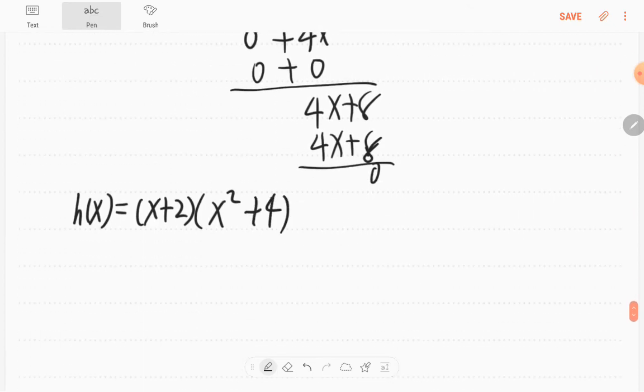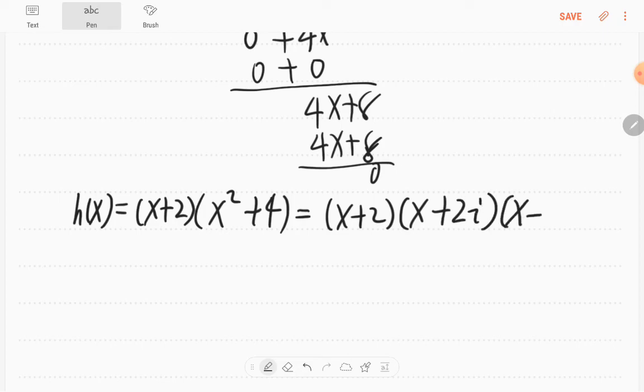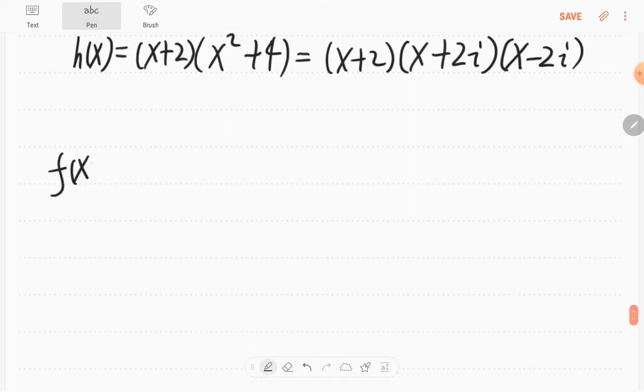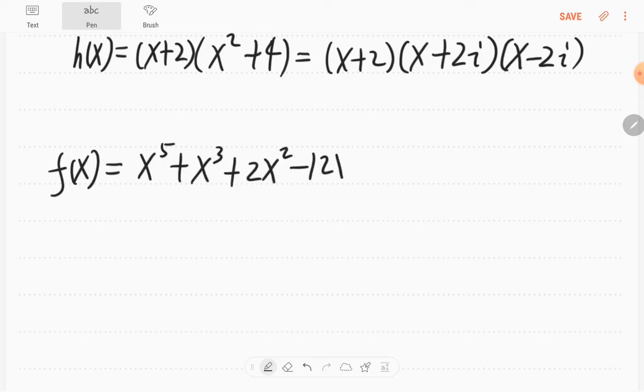Okay, so you can see we reduce the order to x squared. X squared plus 4, we are familiar with, we can factorize it in the complex number system, right? This is the x plus 2 times x plus 2i and x minus 2i. So now let's summarize it. Our original function f of x, let's just write down the original function, which is equal to x to the fifth plus x cubed plus 2x squared minus 12x plus 8. So now we actually factorize it, right?